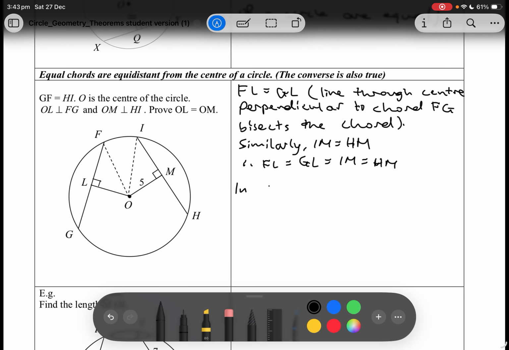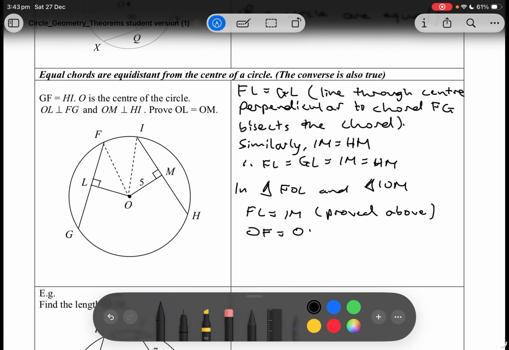So triangle FOL and triangle IOM. And we know that FL equals IM because we've proved that above. That's why we did this kind of pre-work, because now we're going to use it in our congruence statement. So FL equals IM, and we can write here proved above. Okay. We can also say that OF equals OI. Equal radii.